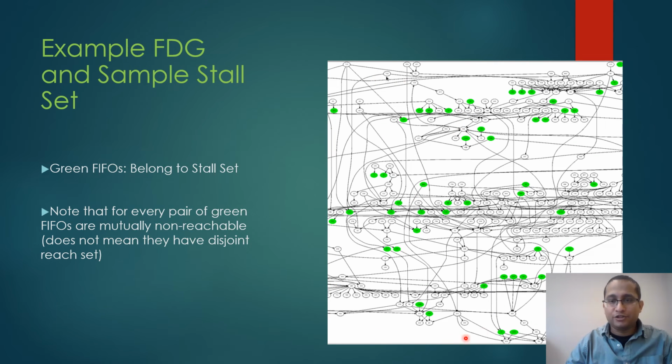The figure on the right shows the output of the algorithm for stall set selection that I just described, applied on a real FIFO dependency graph extracted from a small section of NVIDIA's design. And you can see the green nodes are the FIFOs that are included in the stall set. And you could see that every pair of nodes is mutually non-reachable.